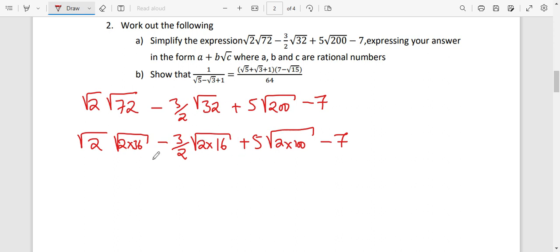So you've seen that every time I divide 2 into these numbers, I'm getting perfect squares. And that's the aim. You need to make sure that you get perfect squares. So the answer is going to be square root of 2 multiplied by square root of 36. We know that is a 6, right? And then you have got a square root of 2.